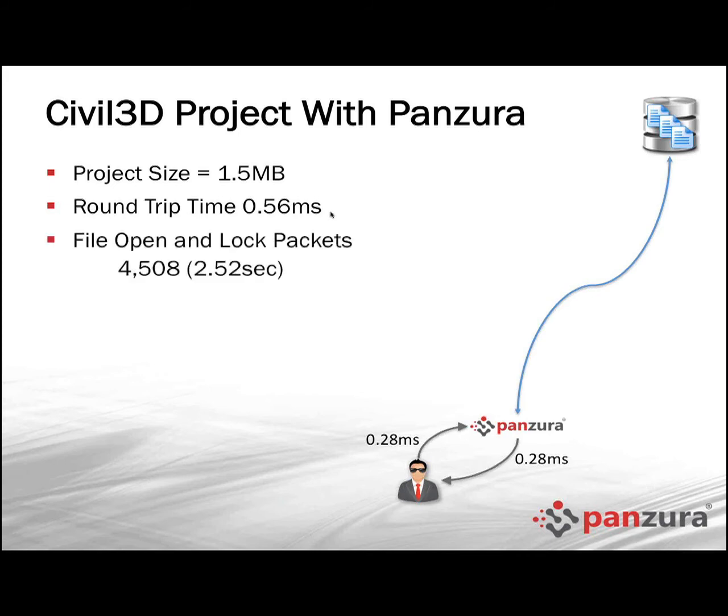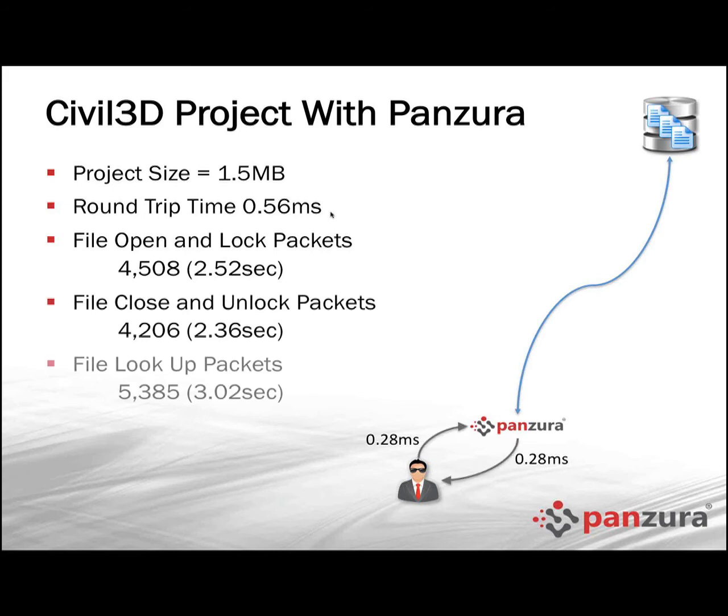So we didn't change anything. In this case, this is a Civil 3D example. Civil 3D is going to do the exact same thing: the 4,500 opens and locks, approximately the same number of closes, lookups, and unlocks. If you're doing the math here, 15,000 times half of a millisecond is very, very short. We're at 6 or 7 seconds at this point in time.